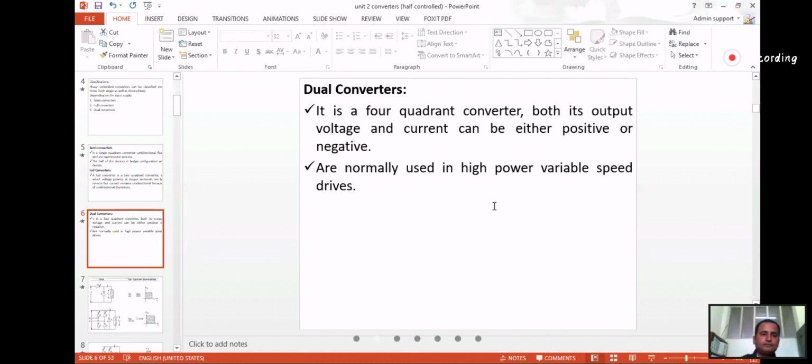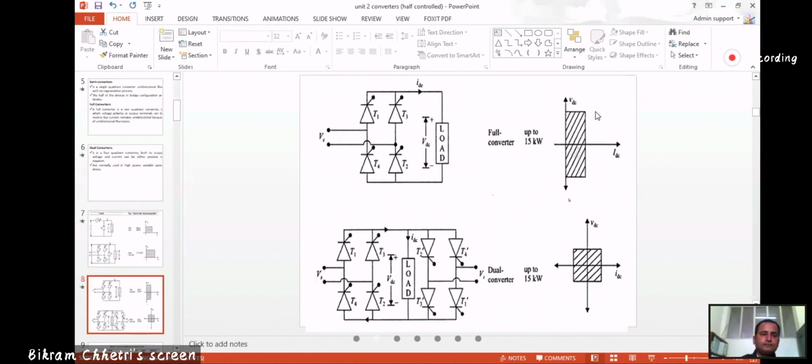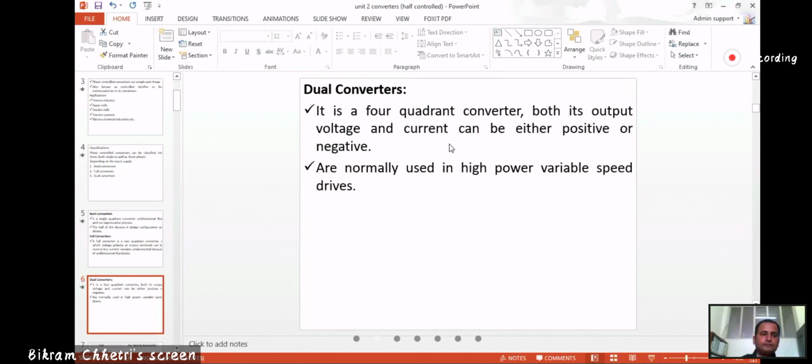In dual converters, both the output voltage and current can be either positive or negative. But in the case of a full converter, only the voltage can be positive or negative. The current is unidirectional, meaning you cannot change its direction.